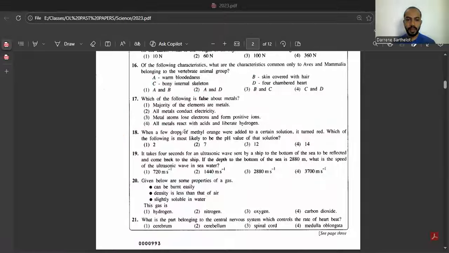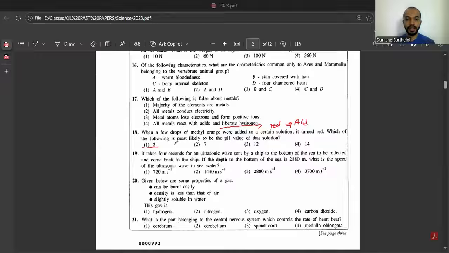Question number 18. When a few drops of methyl orange were added to a certain solution, it turns red. Which of the following is most likely to be the pH of that solution? So methyl orange turning red, it indicates that it's an acid. If methyl orange turns red, it is an acid. So acids have pH value less than 7. So out of the answers given, answer number 1, it should be pH 2. If it is pH 7, it should be neutral. If it is 12 or 14, those should be basic. Then methyl orange will give a yellow color with that.